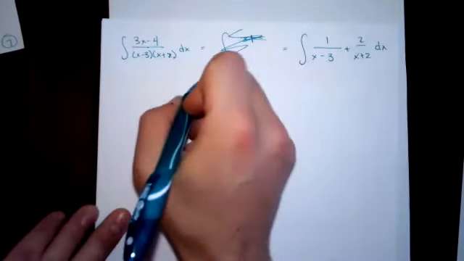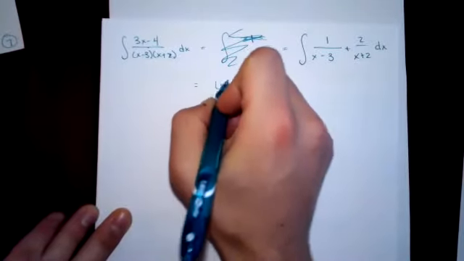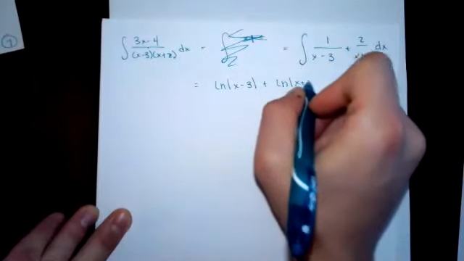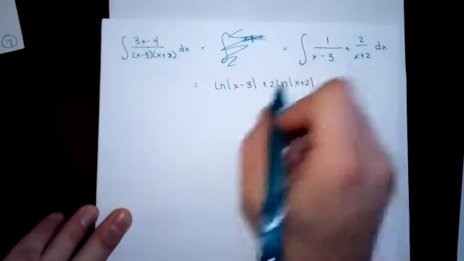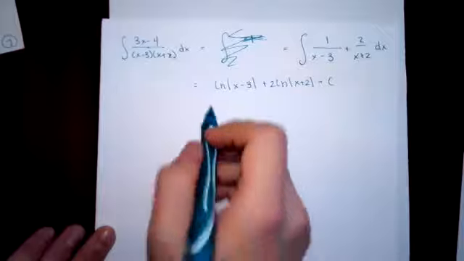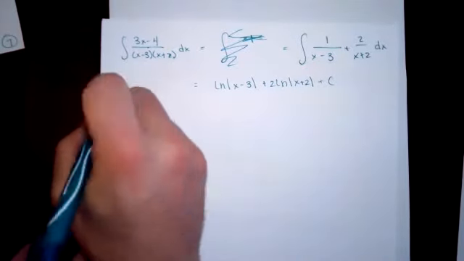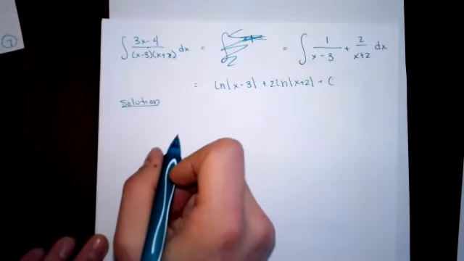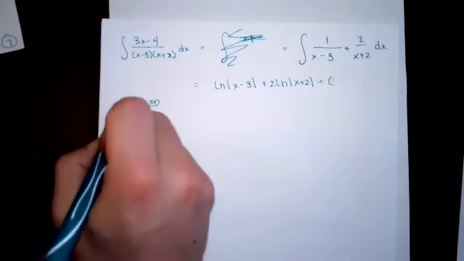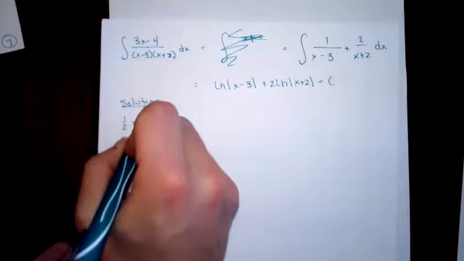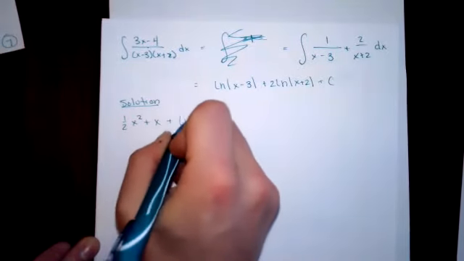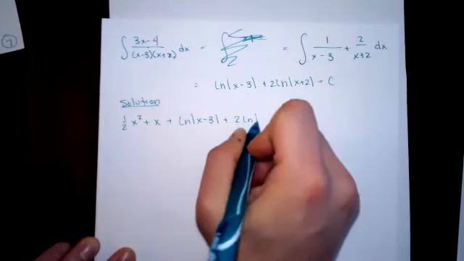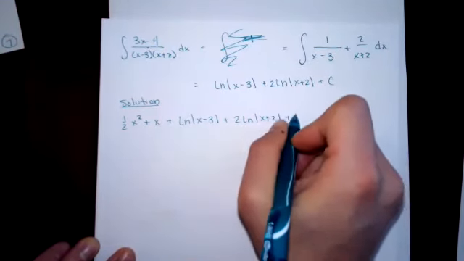And that integral is easy enough. So what's that going to be? Natural log of x minus 3 plus natural log of x plus 2, and that one had a coefficient of 2 out front, plus a constant. So that's just the partial fractions. The full solution: let's just remember that polynomial part that we found at the beginning. We had 1/2 x squared plus x plus natural log of x minus 3 plus 2 natural log of x plus 2 plus a constant.